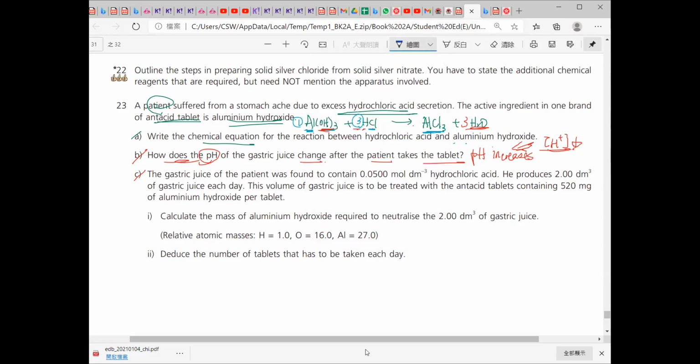How about C? The gastric juice of a patient is found to be this. Every day he produces 2.0 dm cube of gastric juice. The molarity is 0.0450 molar HCl. This volume of gastric juice is treated with an antacid tablet containing 520 milligram of aluminum hydroxide per tablet. After taking a look at this, I must know what questions he's going to ask. They want to ask about how many tablets are needed.